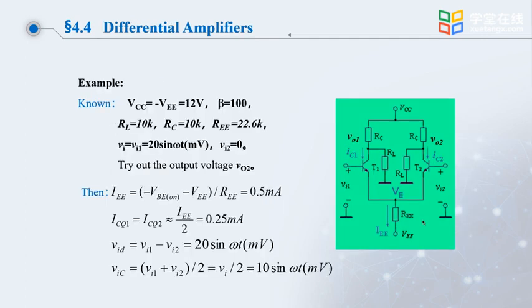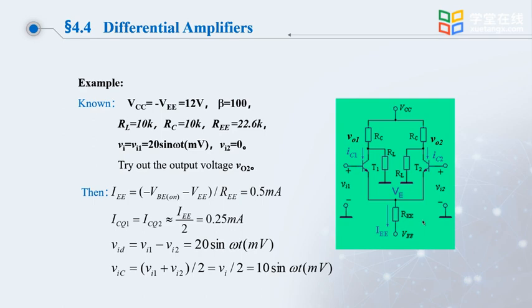Finally, we use a problem to consolidate what we have learned today. The picture shows a differential amplifier circuit. The circuit parameters in the circuit have been given. The input signal at this time: Vi1 is equal to 23 sine omega t microvolts, Vi2 is equal to 0. The problem requires the output voltage VO2, that is, the collector voltage of the T2 tube.